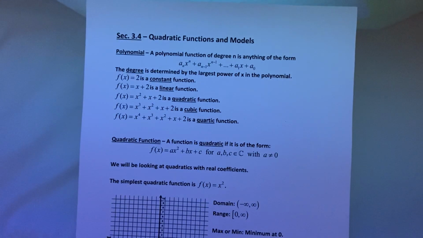So linears, of course, have the largest exponent of 1. Quadratics have the largest exponent of 2, so it's the x squareds. You might know those as parabolas.